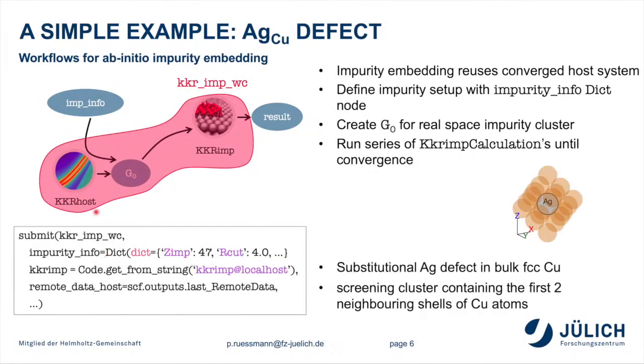So this looks very similar, submitting such a job. And I want to draw your attention to this impurity info node. Here we define the type of impurity. We say our nuclear charge is 47, which is silver. And we define a cluster radius here 4 angstroms, which is the silver atom here in this copper matrix, and the first 2 shells of neighboring copper atoms around it. And here in the last line, we also connect to the previous result of the KKR SCF workchain and link here the output of this workchain.